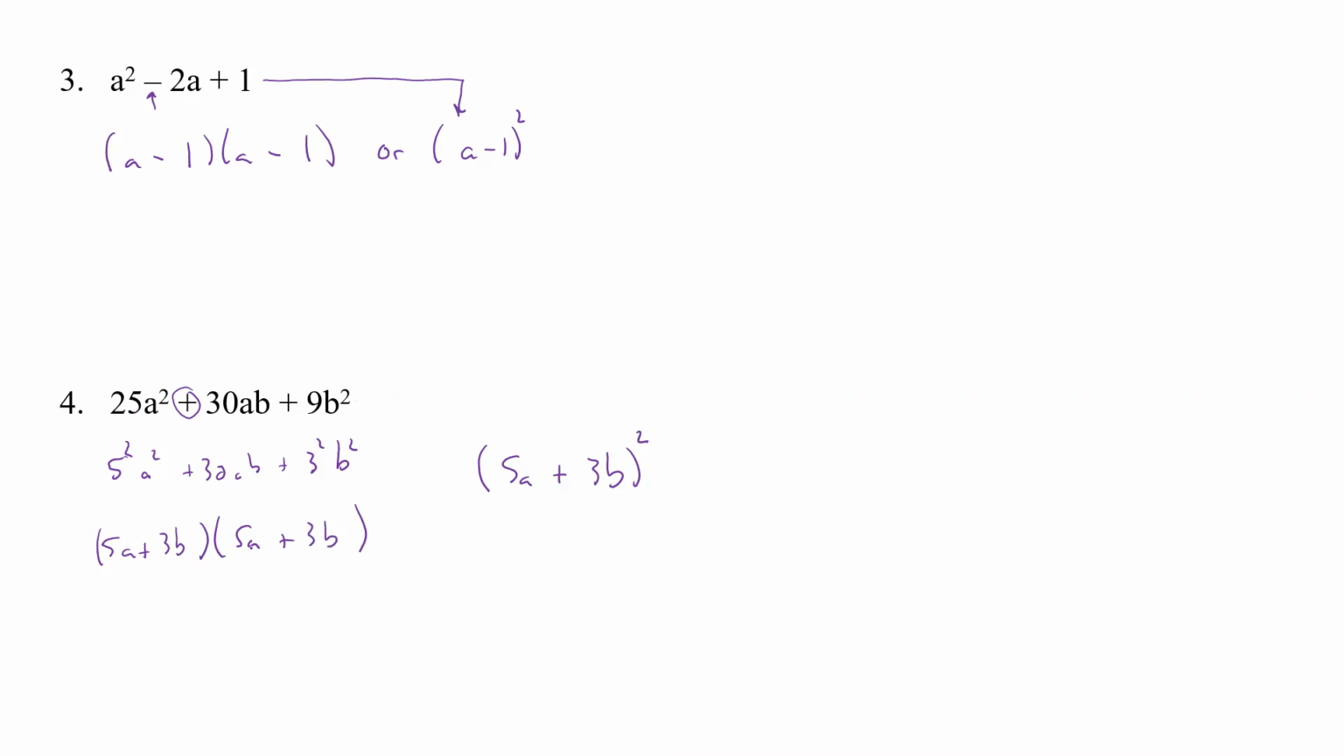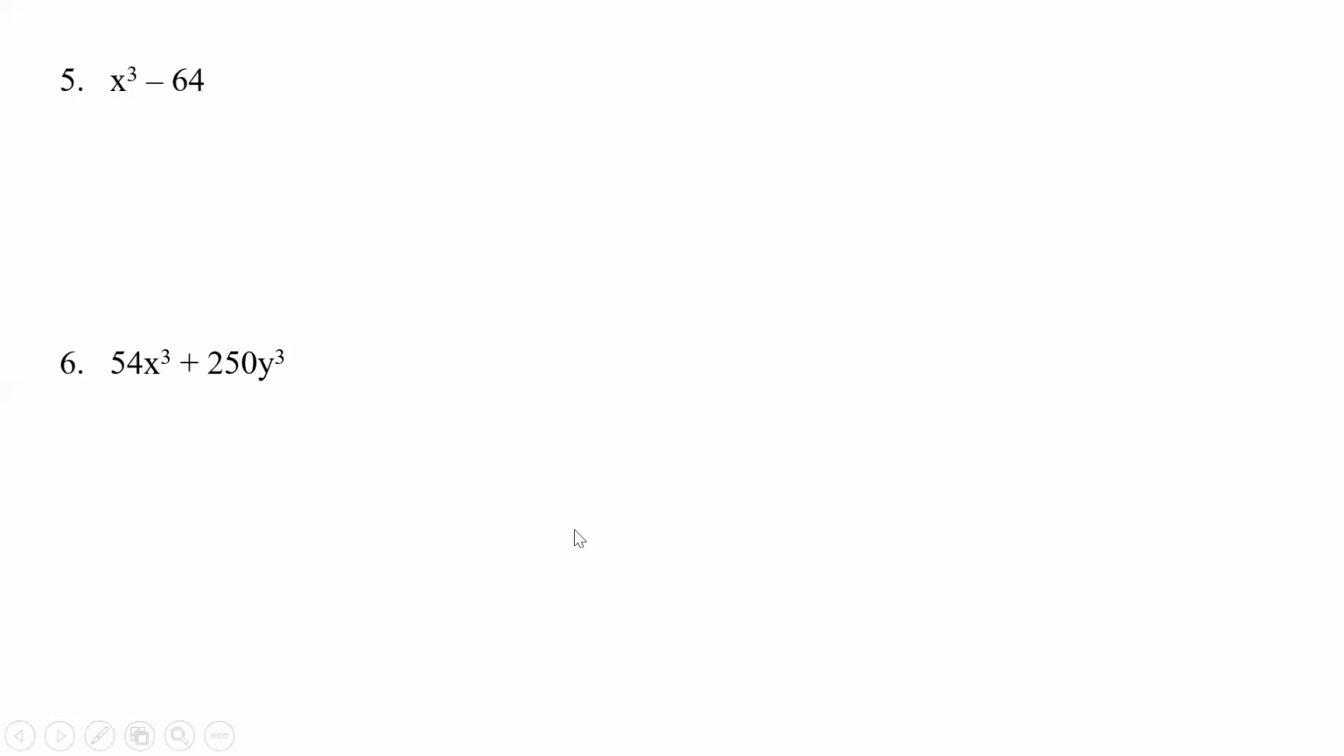And again, I can always check. Multiply that out, that's 25a squared, check. Then I have 5a times 3b, that's 15ab. And here's another 15ab, so that's 30ab. And then 3b times 3b is 9b squared, okay? So always check and multiply it back out and FOIL it or whatever it is, and make sure you have the correct answer.